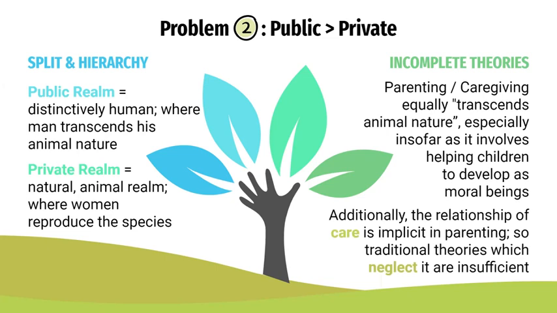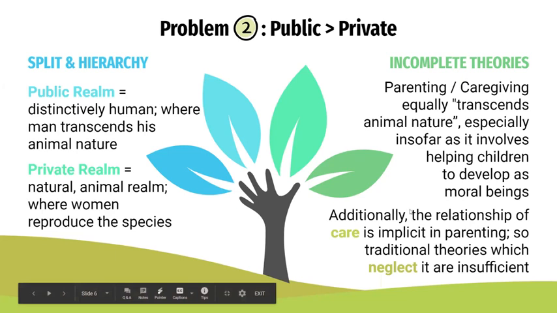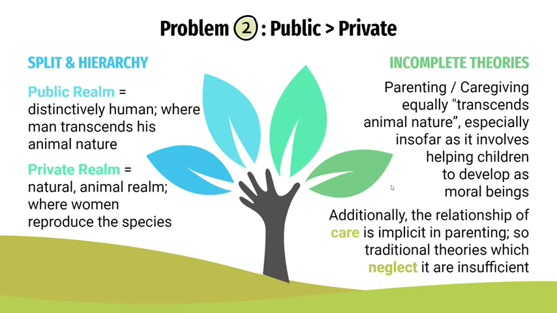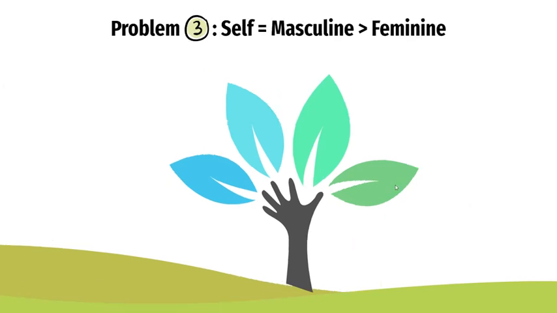Additionally, the relationship of care is implicit in parenting. So traditional theories like utilitarianism, deontology, and Aristotelian virtue ethics neglect it, and that's insufficient, because these things, instead of being inferior, are primary and crucial to developing virtuous, nurturing, and caring individuals.